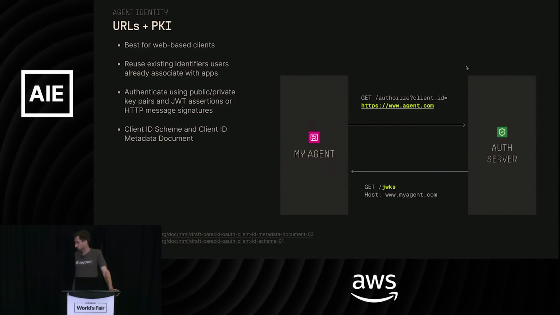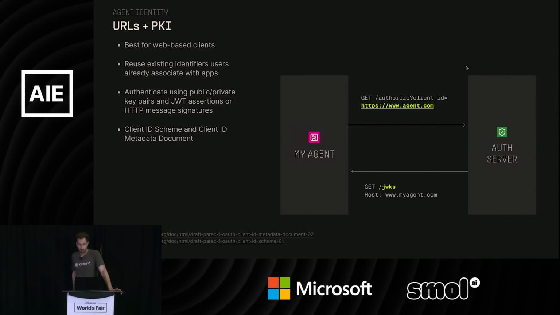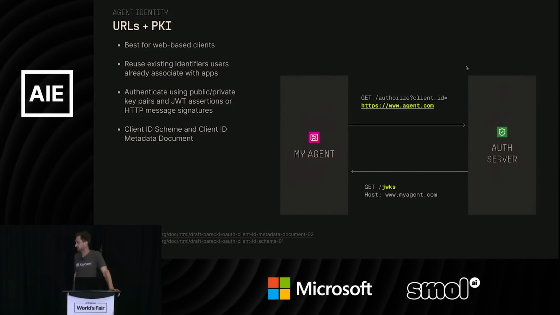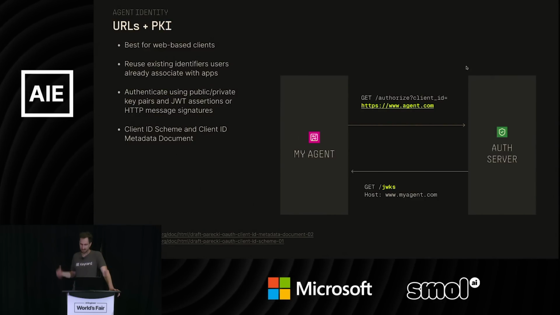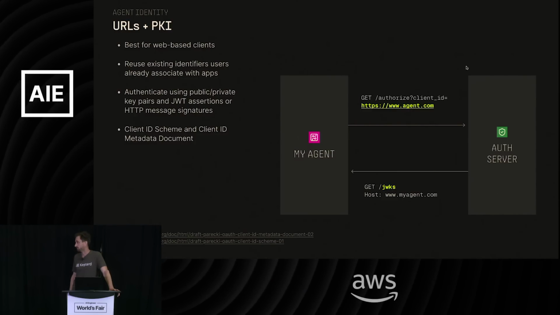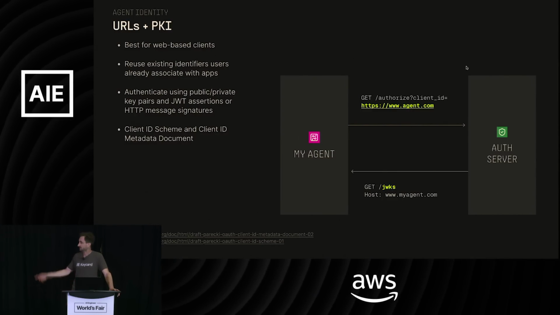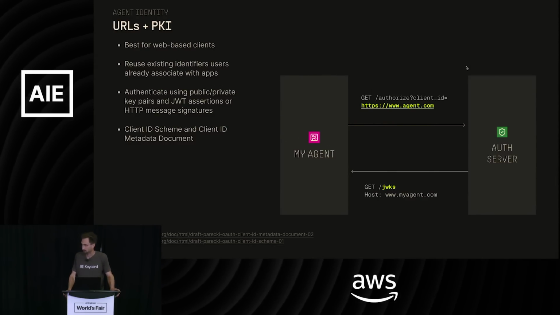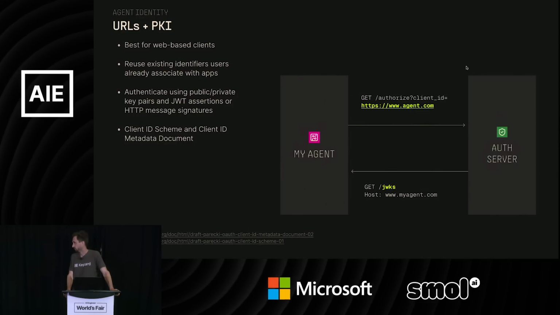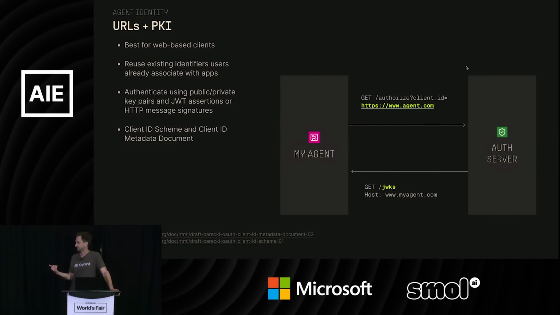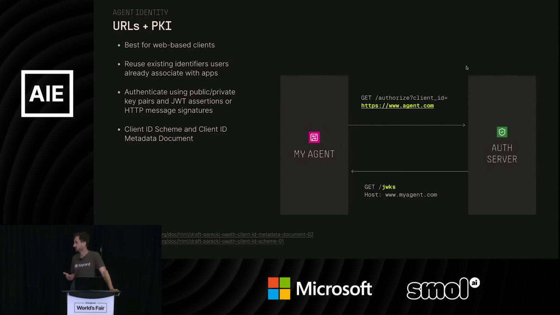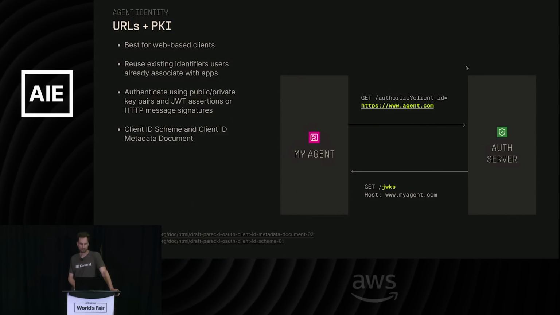But what about clients that we actually want to authenticate and verify their identity? Well, my proposal here is that we should start looking at using URLs and PKI for identity. This lets us reuse the existing identifiers that people already associate with the apps that they're using and repurpose them into the agent world. In practice, we'd have a URL such as agent.com to be used as a client identity in OAuth flows. And then through the magic of cryptography and key sets, we can authenticate these agents by having them sign JWT assertions or HTTP message signatures that we can then verify with the corresponding public keys.